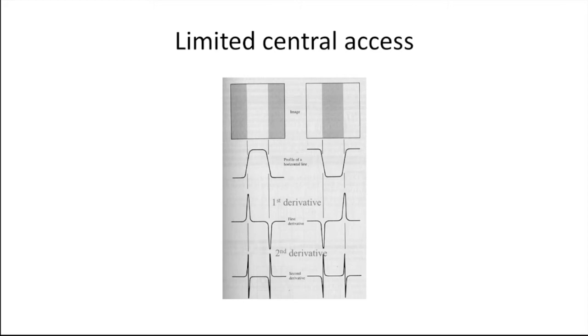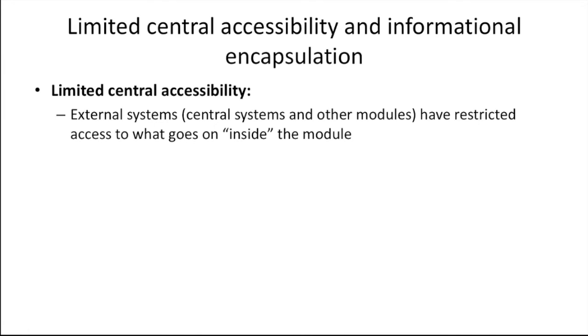However, this process is hermetically tucked away inside your module. Your central systems can't pry the module open and extract that information to help you in your calculus exam, for instance, even if you are desperately in need of help. So, in short, limited central accessibility means that external systems, that is, central systems and other modules, have restricted access to what goes on inside the module. The central system cannot help itself to the information handled in the intermediate processes within the modules, but only to their outcomes. They cannot read or write any contents inside the module. So modules are perfect black boxes as far as the central system is concerned.